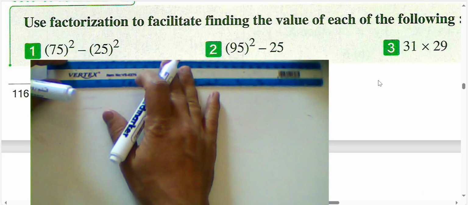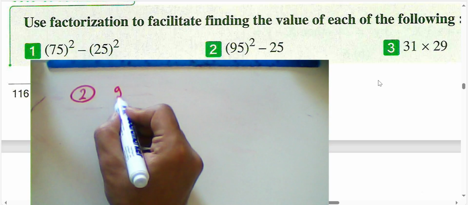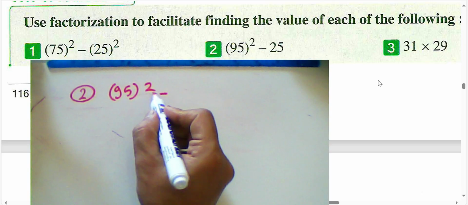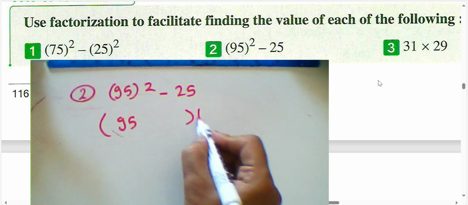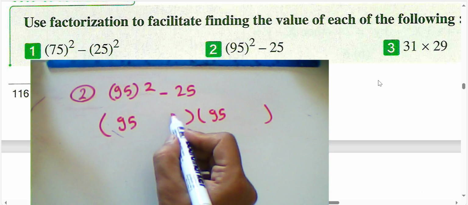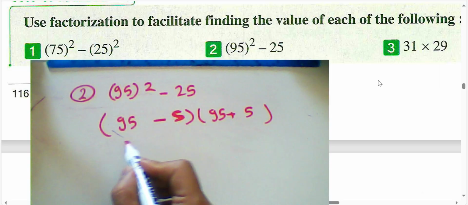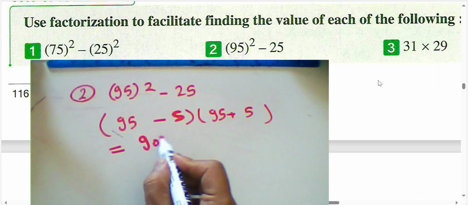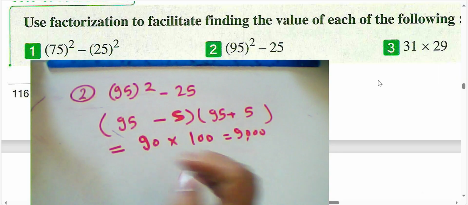And also next, question number 2: 95 power 2 subtract 25. We can write 95 product by 95, and 5 times 5, 25, negative and positive. The difference between them equals 90 product by the sum of them equals 100. Then the result will be 9,000.